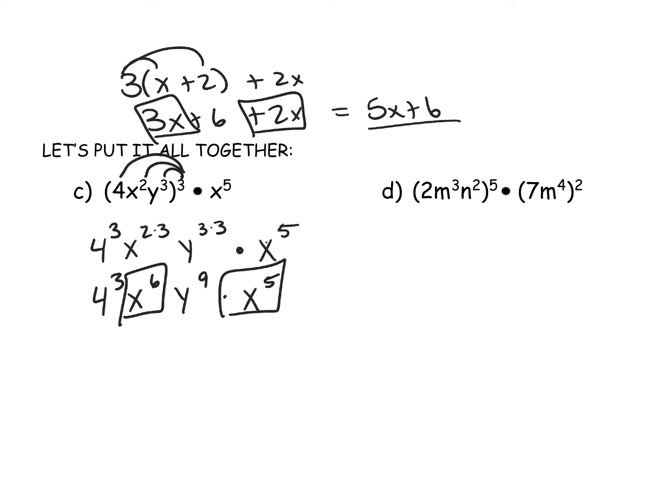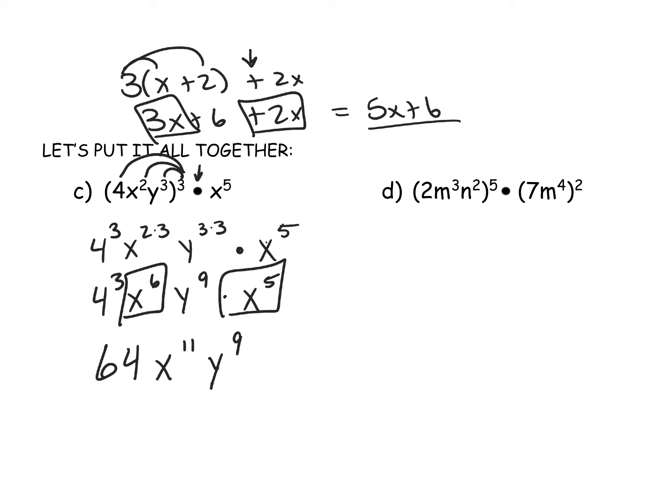This is 4 to the 3rd power. That is 4 times 4, that's 16 times 4. That is 64. X to the 6 plus 5, which is 11. Y to the 9th power. So similarly, when we have an extra term that's multiplied, it's like when we have an extra term outside of a parenthesis in a distributive property situation.